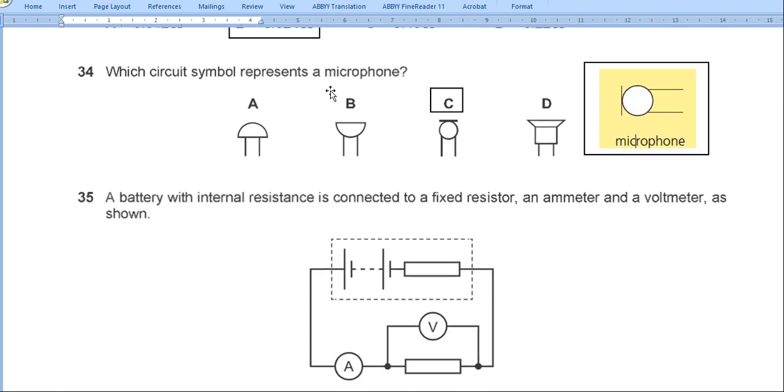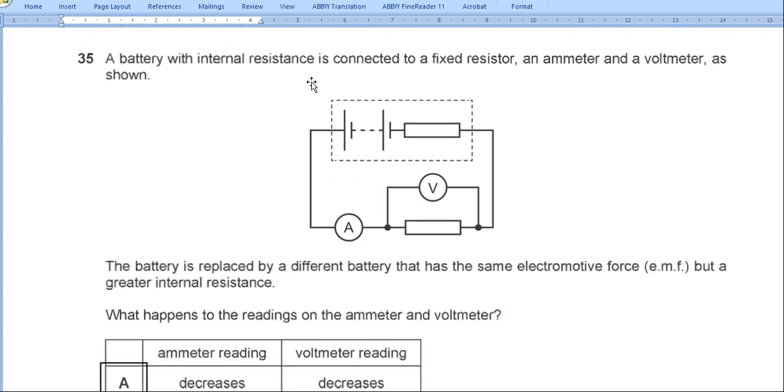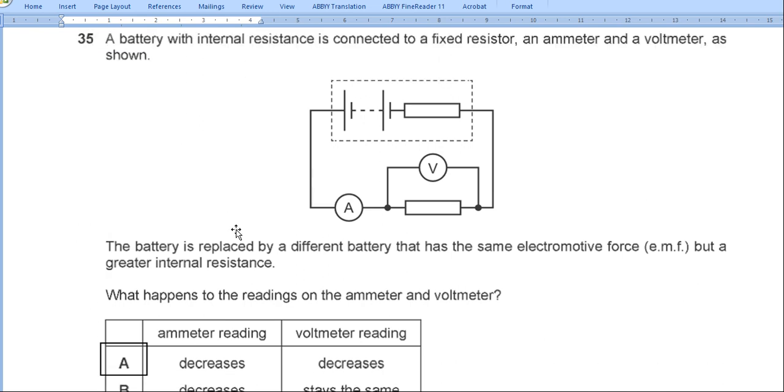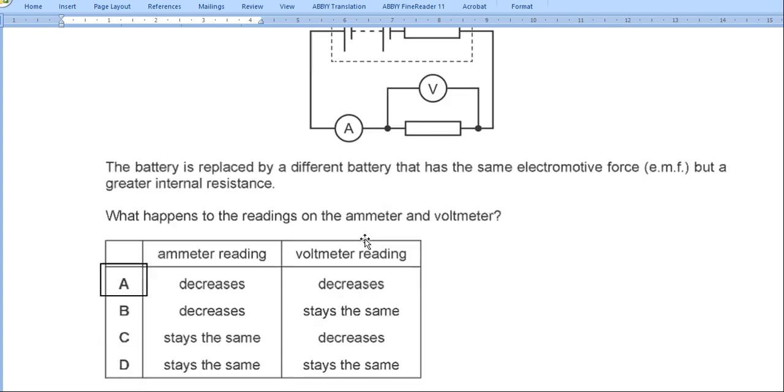Which circuit symbol represents the microphone? I found the picture from the textbook. A battery with internal resistance is connected to a fixed resistor, an ammeter and a voltmeter as shown. The battery is replaced by different batteries that have the same electromotive force but a greater internal resistance. What happens to the readings of the ammeter and voltmeter? So greater internal resistance means that we will get less current. Less current means that we will have less voltage.